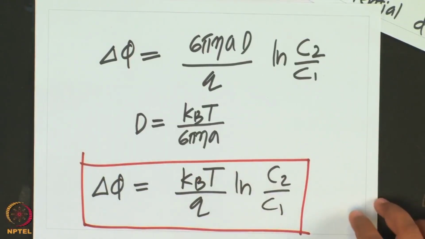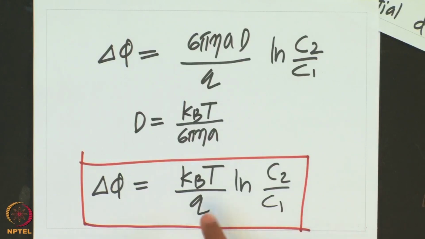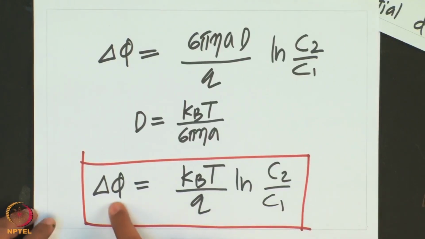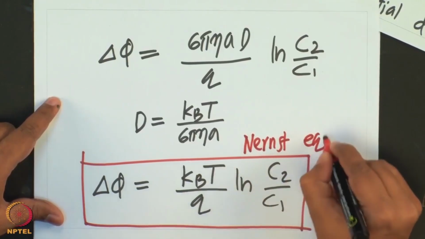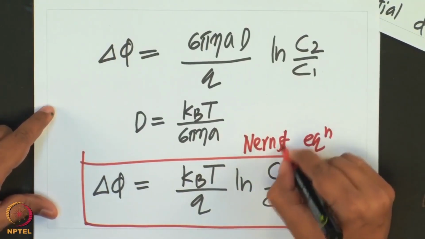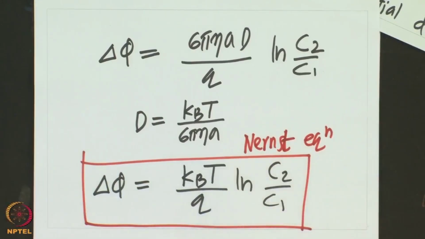Here q is the charge, delta phi is the potential difference, and C2 and C1 are the equilibrium concentrations. So, this is called the Nernst equation. This is a famous Nernst equation.